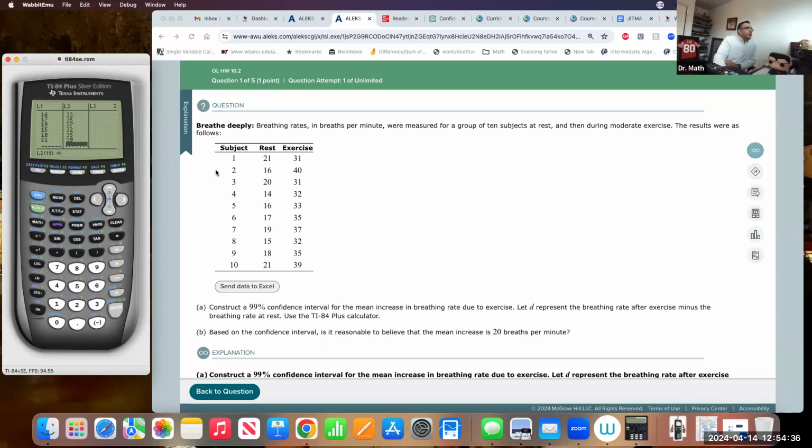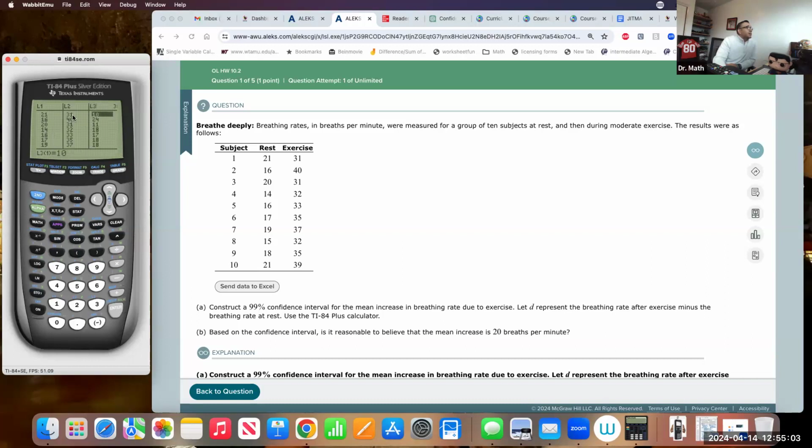Now here's the part to pay attention to. In L3, I go to the top and make sure the list name is highlighted. I hit enter, and the cursor is blinking. Now I can put the exercise list minus the rest list, but make sure you pay attention to where you put everything. So here I'm going to put L2 minus L1.